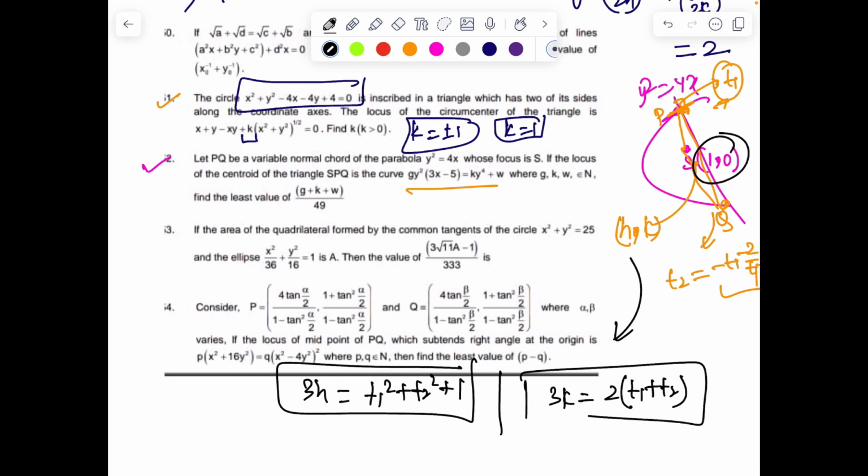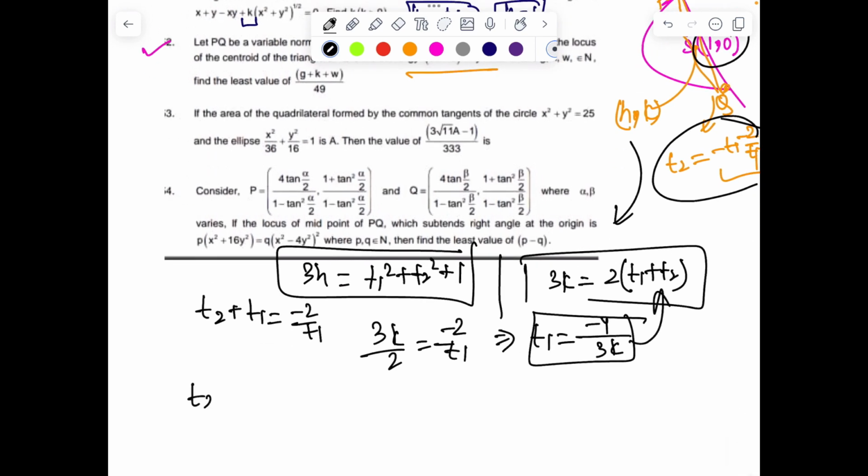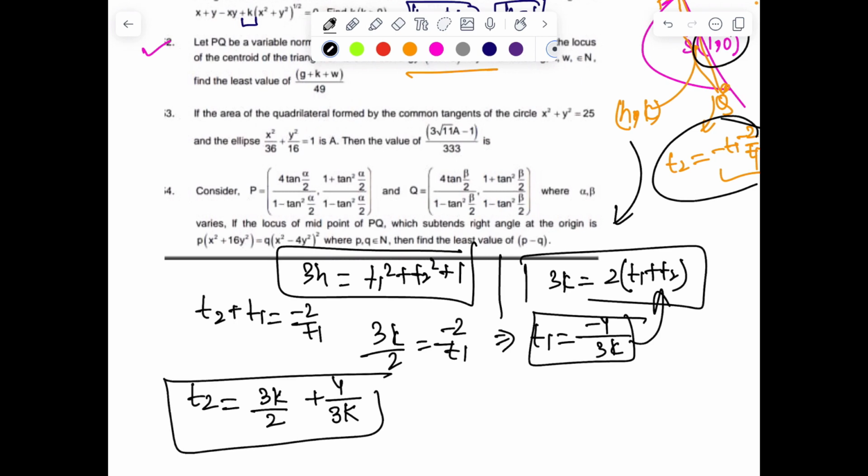Now we have a relation between t1 and t2. So t2 plus t1 equals minus 2 by t1 from this expression. Eliminating t1 and t2, we get 3k by 2 equals minus 2 by t1, which implies t1 equals minus 4 by 3k. Plugging this value in this expression, we get t2 equals 3k by 2 plus 4 by 3k. Now if I substitute t1 and t2 in this equation, what we get is 3h equals 32 by 9k square plus 9k square by 4 plus 5.